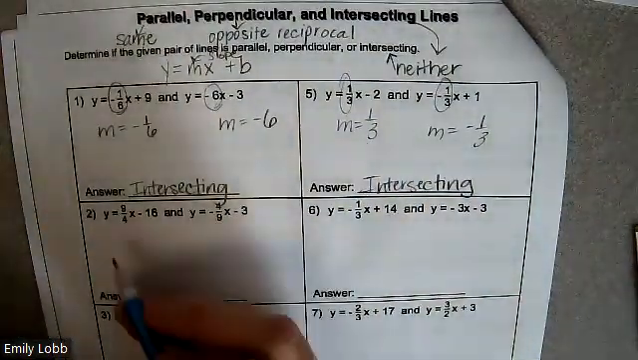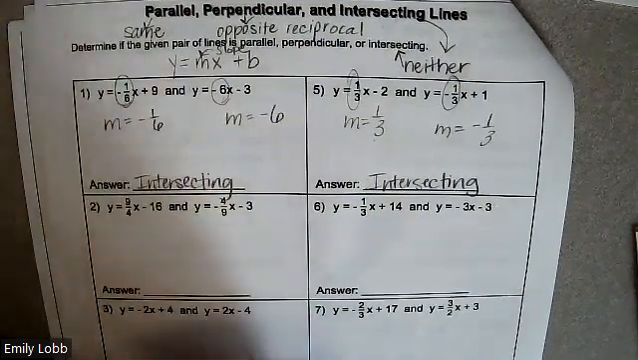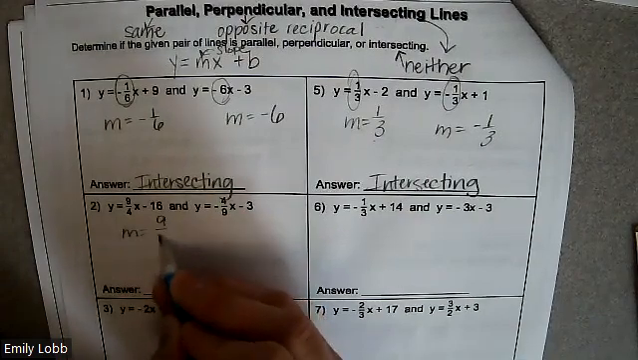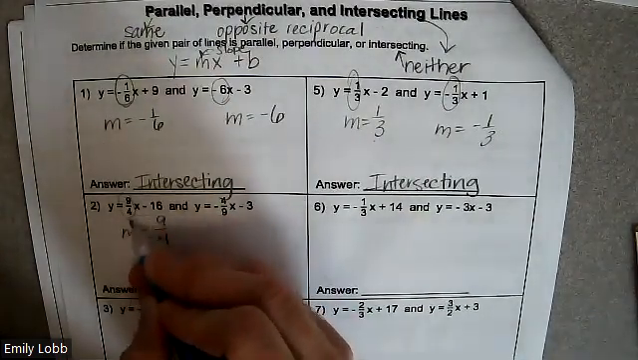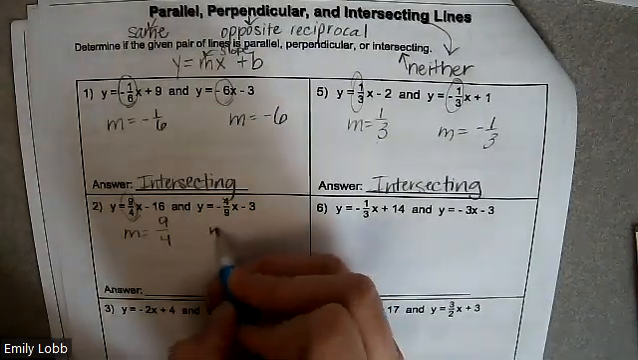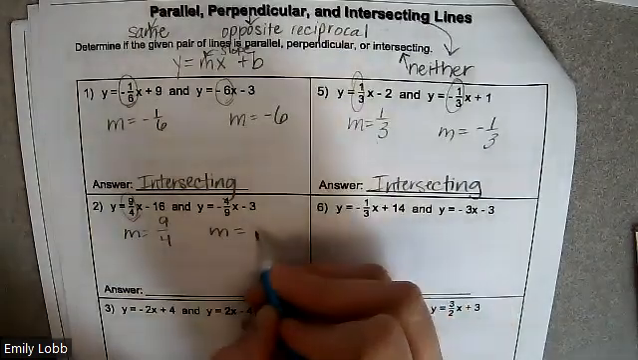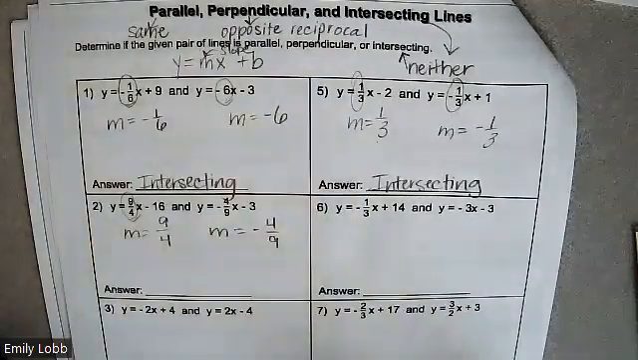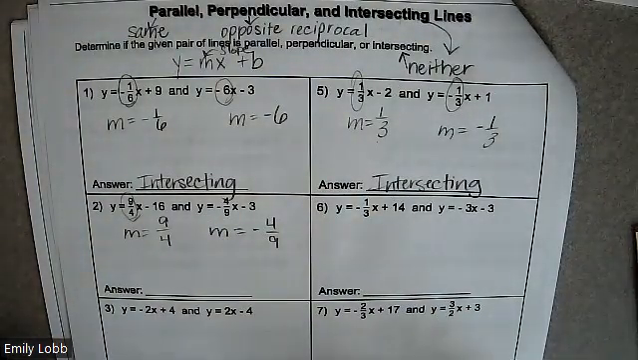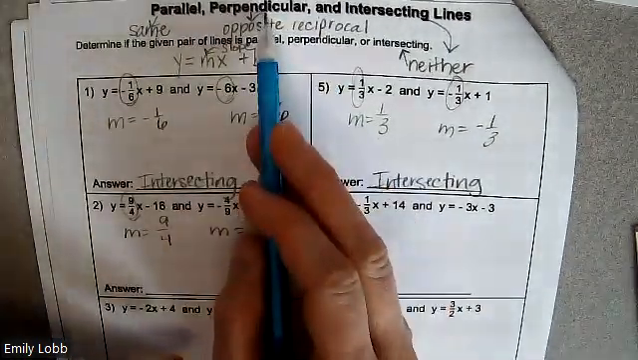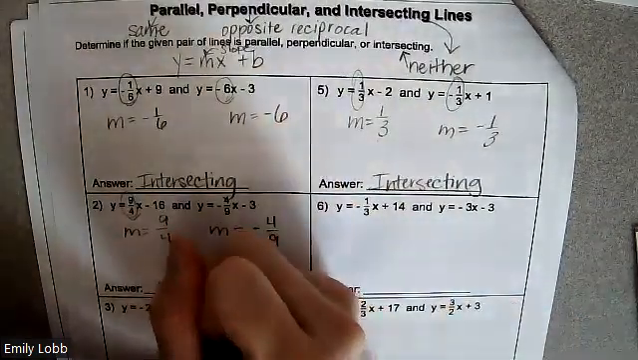What is your slope of the first line in number 2? 9/4. Remember, that is the coefficient of x because this is in y equals form. This slope of the second line is negative 4/9. Are these slopes the same? Nope, so they're not parallel. Are they the opposite? Yes. Are they also the reciprocal? Yes. So these are opposite reciprocals, which means they are perpendicular.